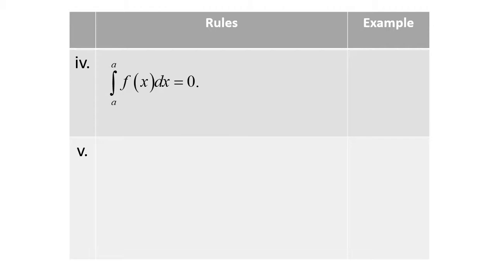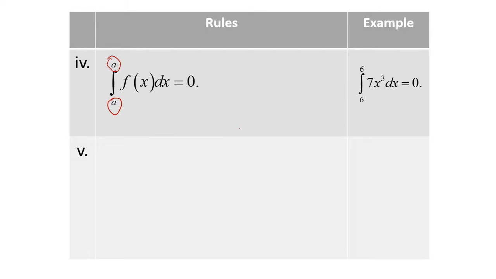The next rule of definite integral: when we integrate f(x) from the limit a to a, it will be equal to 0. We notice that the lower limit is a and the upper limit is also a. So that's why the value should be 0 when the lower and upper limits are equivalent.